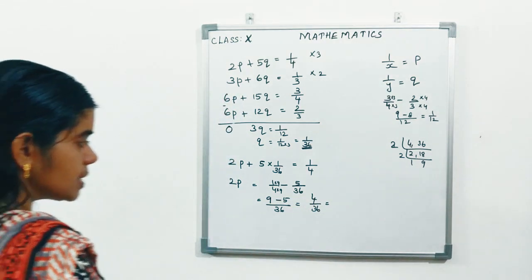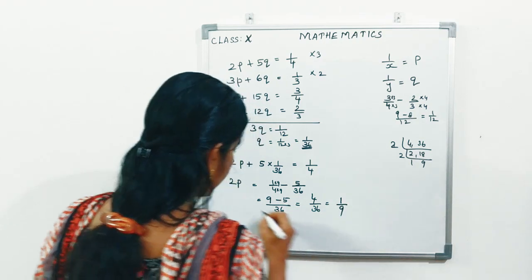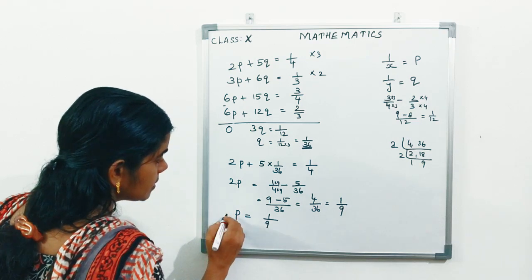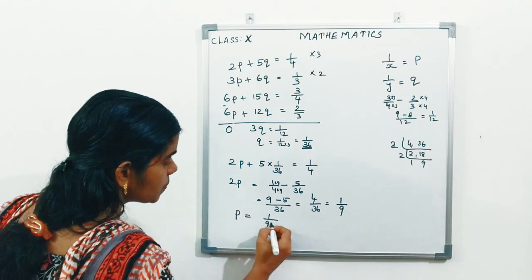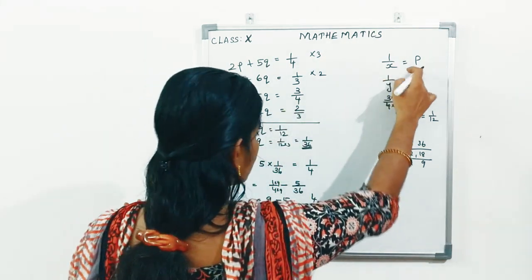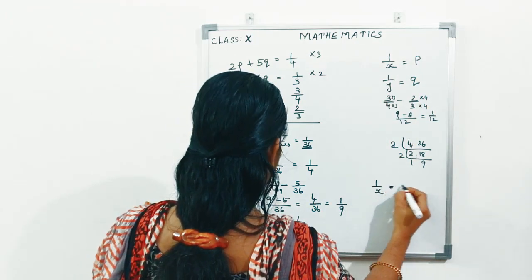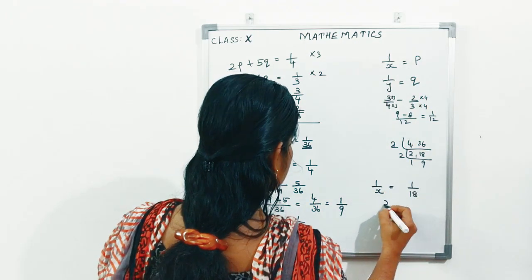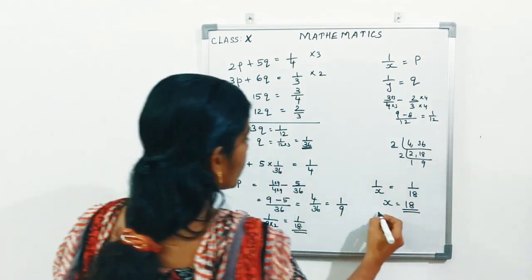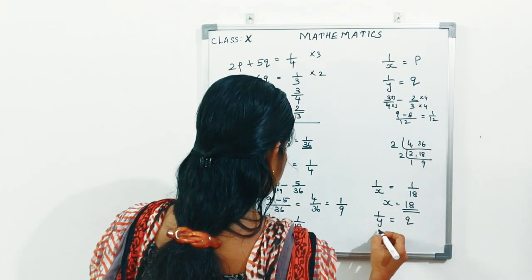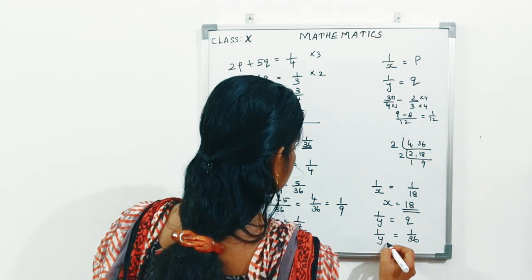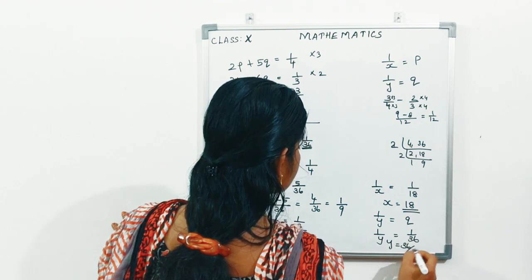Again we can make it smaller. That is 1 by 9. 2p is equal to 1 by 9. Therefore p is equal to 1 by 9, and this 2 also will come down: 1 by 18. Then again 1 by x is equal to p. Therefore 1 by x is equal to 1 by 18. Therefore, cross multiplying, x is equal to 18. Then 1 by y is equal to q. That is 1 by y is equal to 1 by 36. Therefore y is equal to 36.